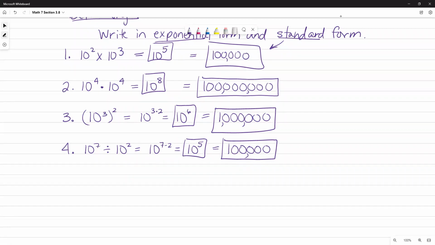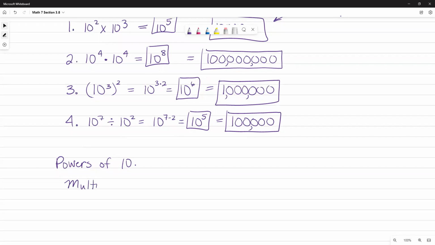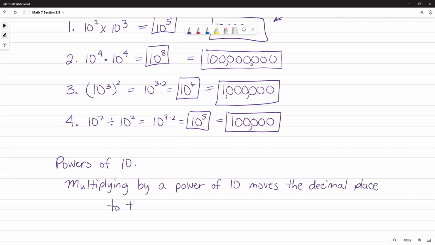Okay, so numbers such as 10, 100, and 1,000 are called powers of 10 because each one represents 10 to an exponent. These are the things to remember when it comes to powers of 10. Multiplying by a power of 10 moves the decimal place to the right. So it moves it right. It makes the number bigger, right?